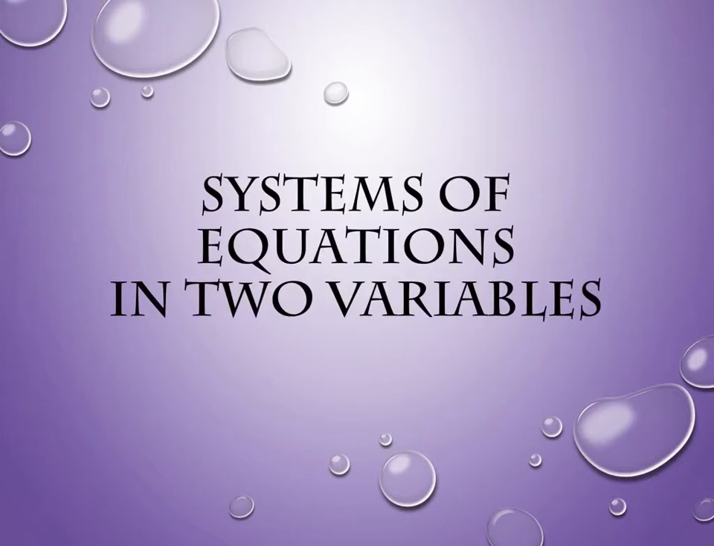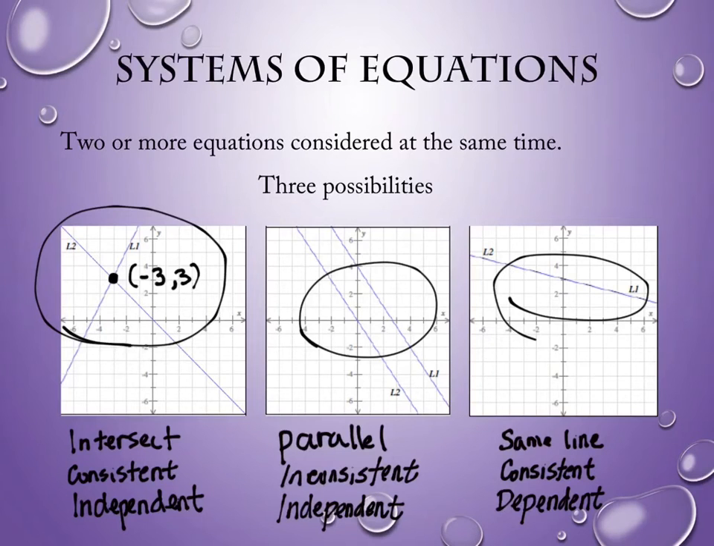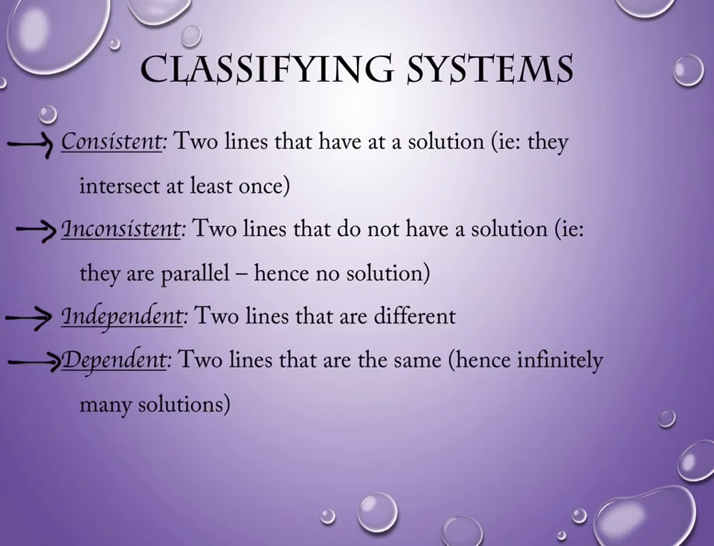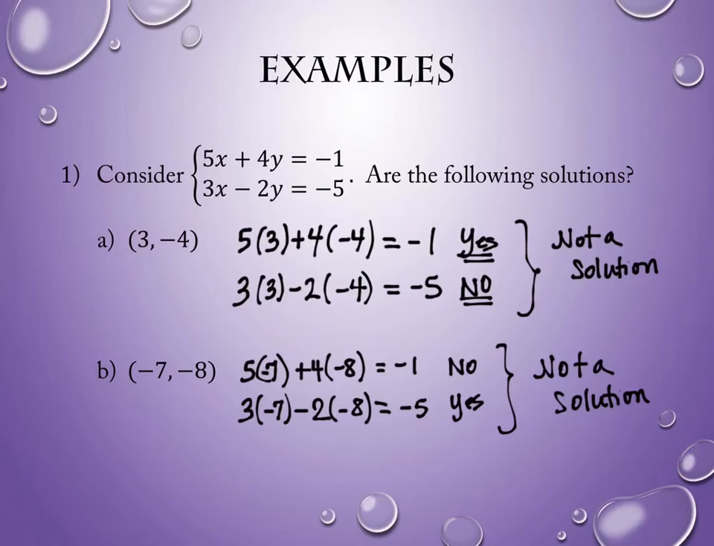All right, last time we started taking a look at systems of equations in two variables. In particular, we talked about the fact that there are three different options for how two lines can interact in a plane. They could intersect, they could be parallel, or they could be actually just the same line themselves. And we looked at finding whether or not a particular proposed solution actually works.